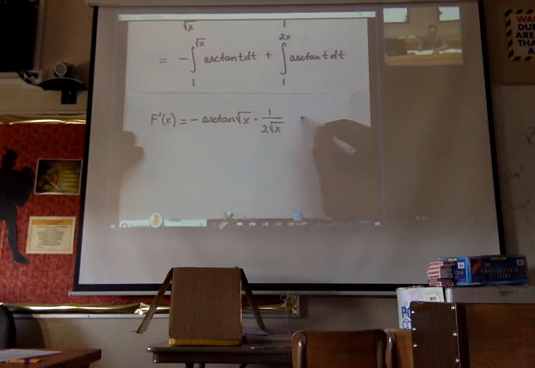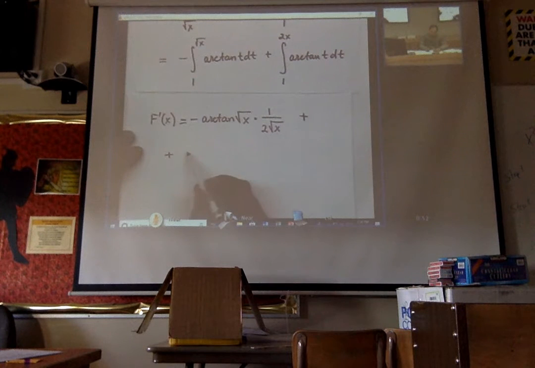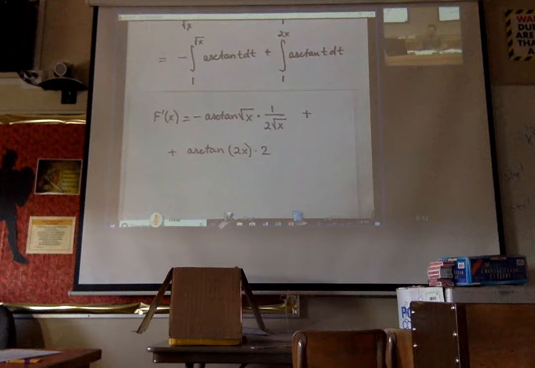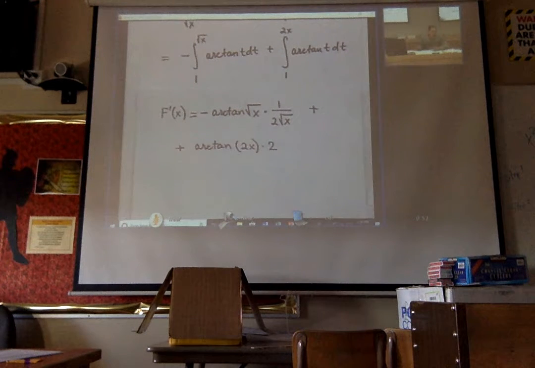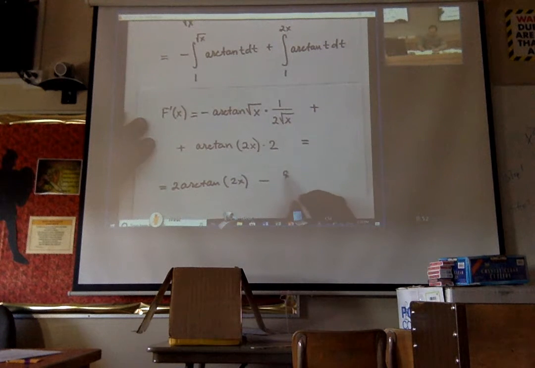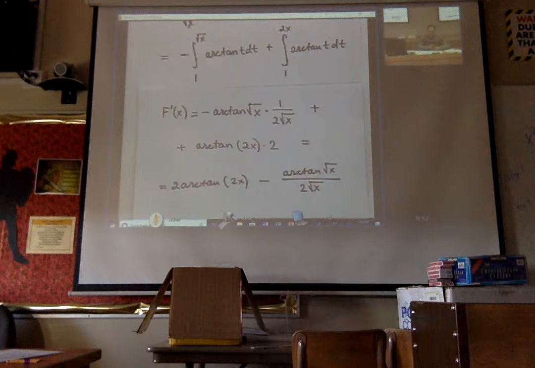Then moving to the next one, we're going to put plus arctangent of what? 2x, good. And then times 2. And you're done. Okay, now let's rearrange this, but I'm not saying you have to find the LCD. That's fine. So I'm going to keep the positive first, so I have 2 arctangent of 2x minus arctangent of square root of x over 2 square root of x. So that's it.